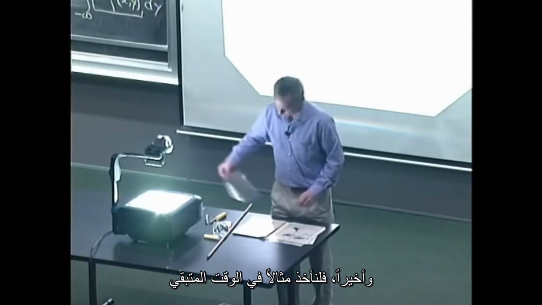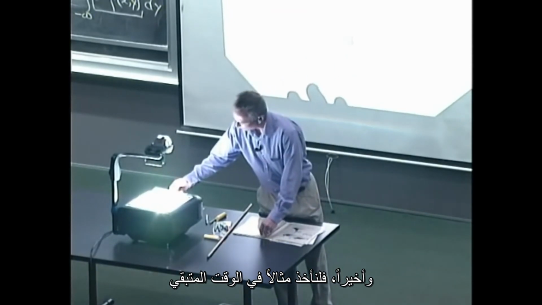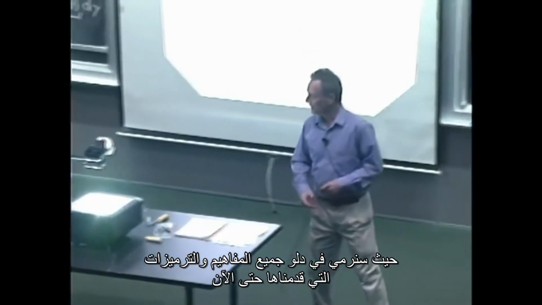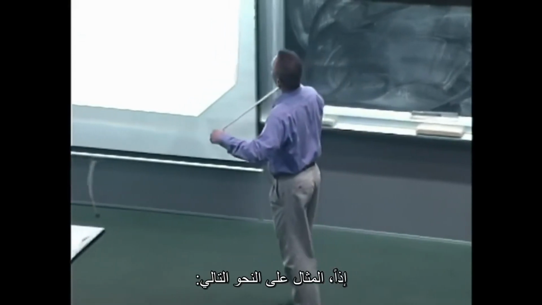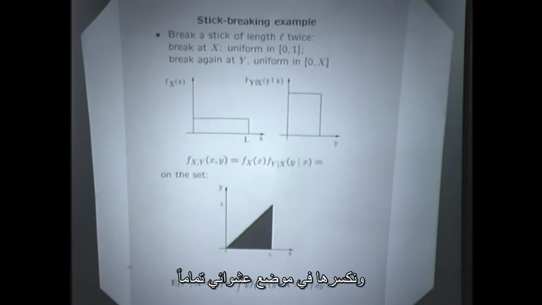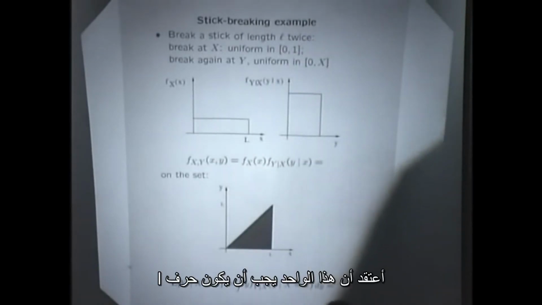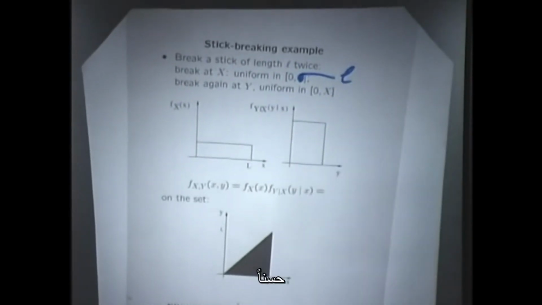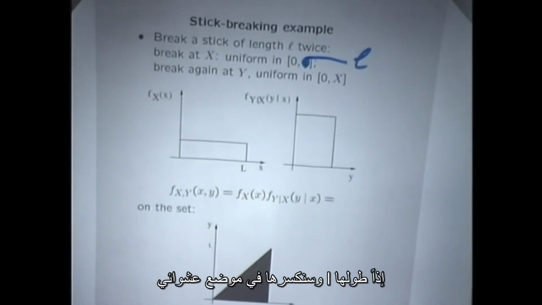And finally, let's go in the remaining time through an example where we're going to throw in the buckets all the concepts and notation that we have introduced so far. So the example is as follows. We start with a stick that has a certain length, and we break it at a completely random location. I guess this one should be L. Okay, so it has length L, and we're going to break it at a random place.